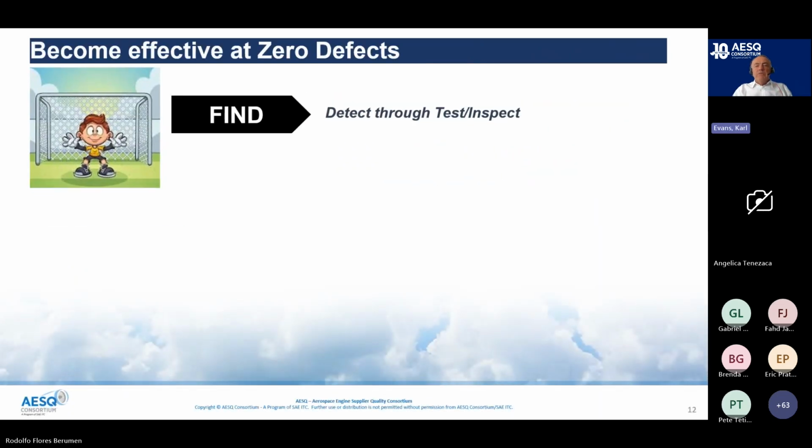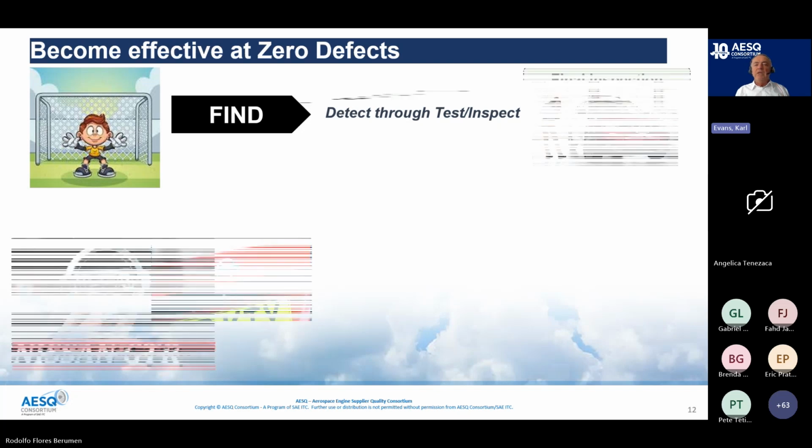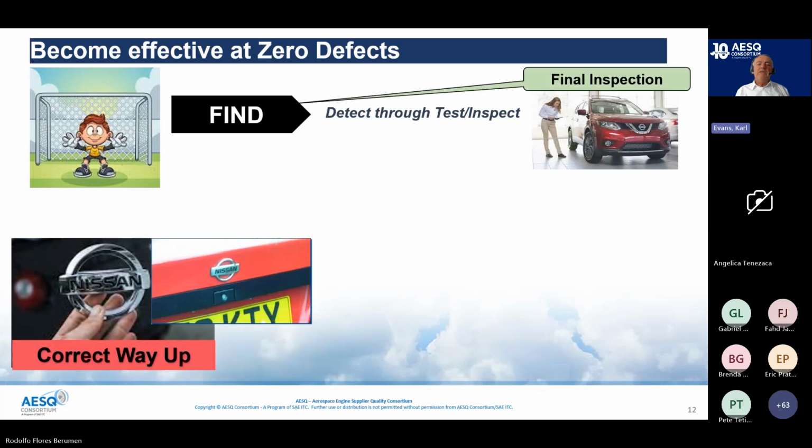So with that thought in mind, what we're not saying is inspection's a bad thing to do. That is not what we're saying. But when we want to go on a zero defects journey, let's think of things slightly differently. I'm going to use a very, very simple example of a Nissan car and a badge. The inspection here is to check it's the right way round. That is the activity that is taking place.